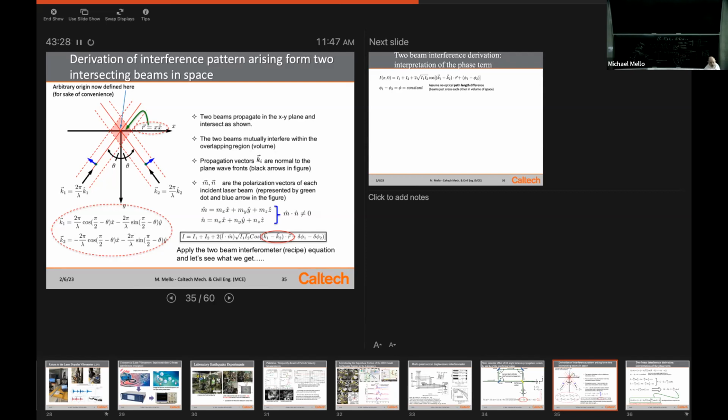We have to write K1 more precisely. We can't just keep calling it K1. Look how straightforward this is. There's your 2 pi over lambda, right? We've been talking about that. That's your wave number, okay? That's always there for K. And then we say cosine pi over 2 minus theta X component. Why? Because it's coming in at theta, and if this is theta, and I make a right triangle, then this is pi over 2 minus theta, right?